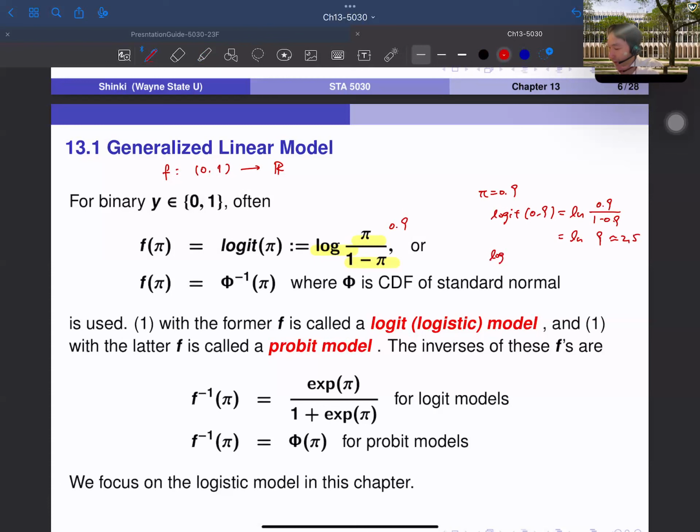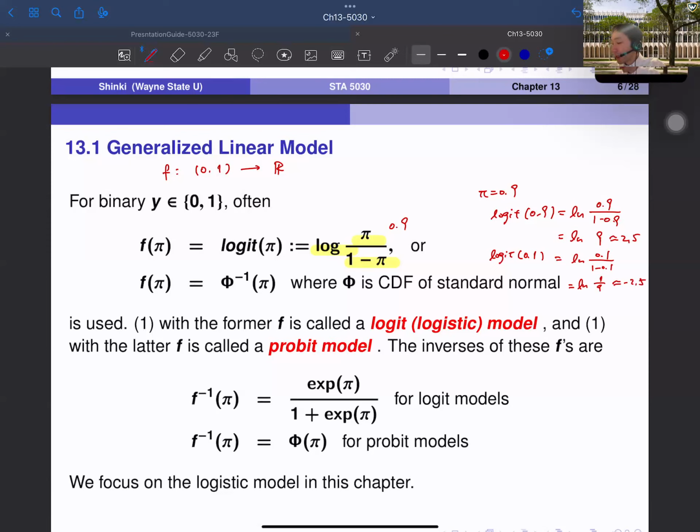And how about logit of 0.1? So 0.1, then this is 0.1 over 1 minus 0.1. So this is log of 1 over 9. So that is small. That is about negative 2.5. So you can see this ranges from negative infinity to positive infinity.